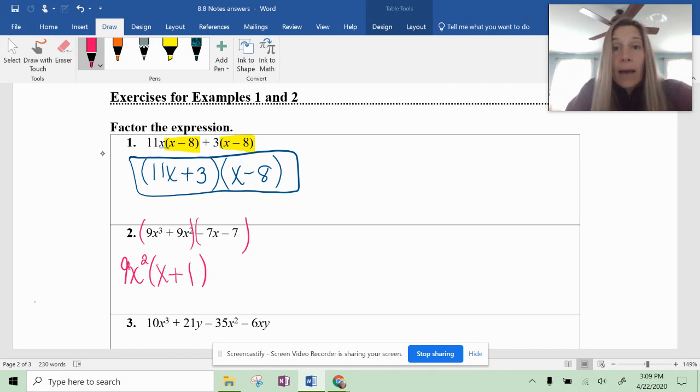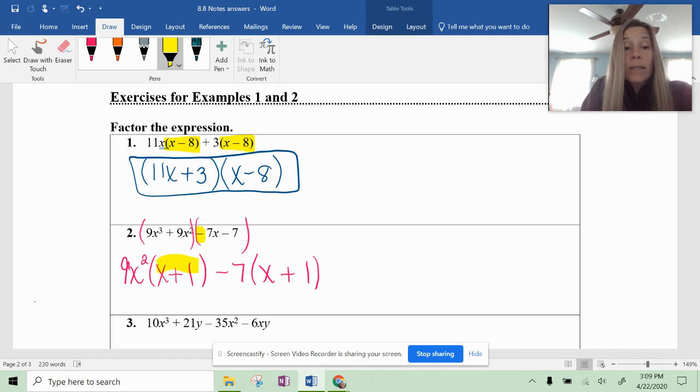Now the second half, we have both of these numbers are divisible by 7. And remember, because this is a negative, it's going to have to be a negative 7 for that GCF. So when we divide each of those by negative 7, we're going to get positive x plus 1. Now that's great news because now both of these binomials are the same.